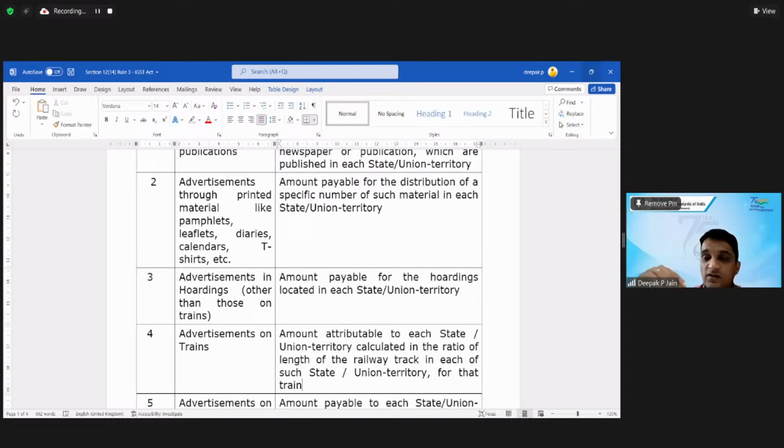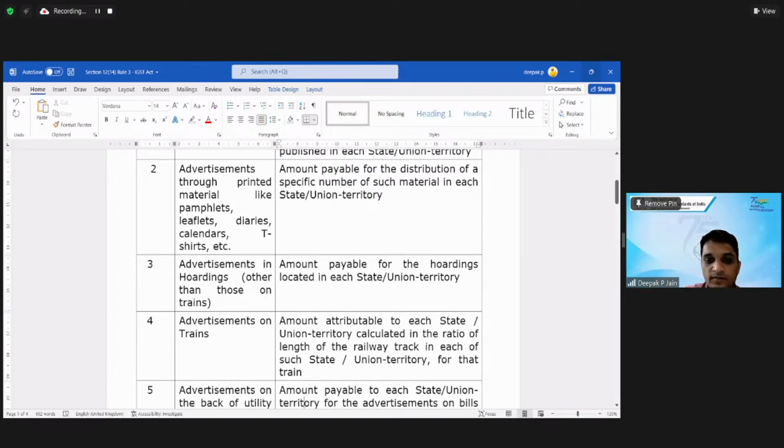Train will go from one state to another state. What is the coverage of the train? Railways will have this information saying that this train is moving from point A to point B, point B to point C. From point A to point B is one state. From point B to point C is a different state. So they will have the distance in terms of number of kilometers. Correct? Length of the railway track in each of the state for that train. So they will have the length. You don't have to physically measure it. The information will be available with the railways. Government advertisement agency will collect this information from the railways and apportion the place of supply in such ratio.